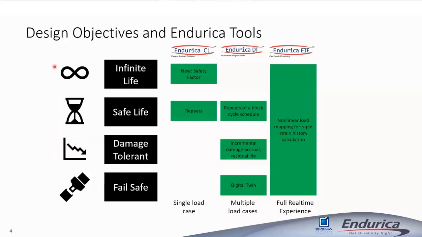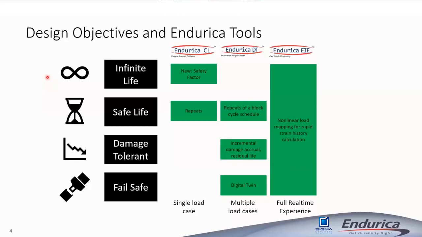So I'm talking about this first row here. In the infinite life category, we're not trying to predict how long the part might last, but we're trying to take advantage of the fact that rubber has a fatigue threshold, and we're just asking the question of whether the material is operating above or below its fatigue threshold. And what we can do is calculate a safety factor that indicates the margin by which you are operating below the fatigue threshold. So it's a very simple analysis.